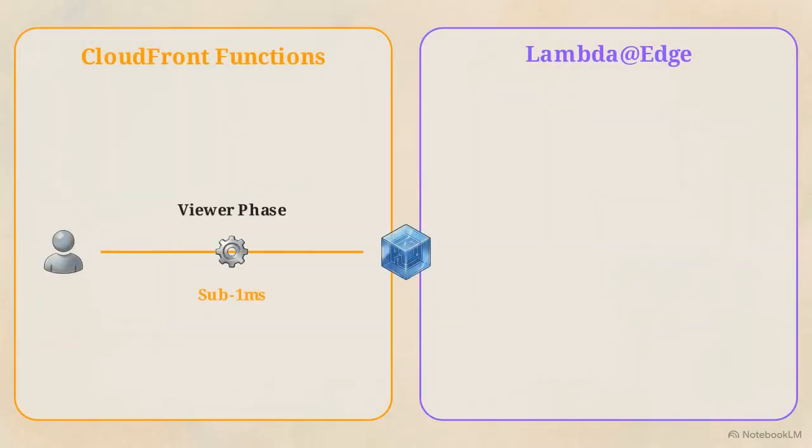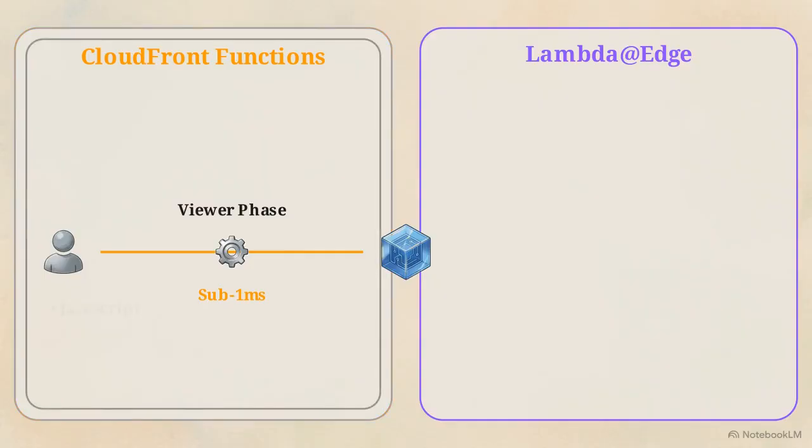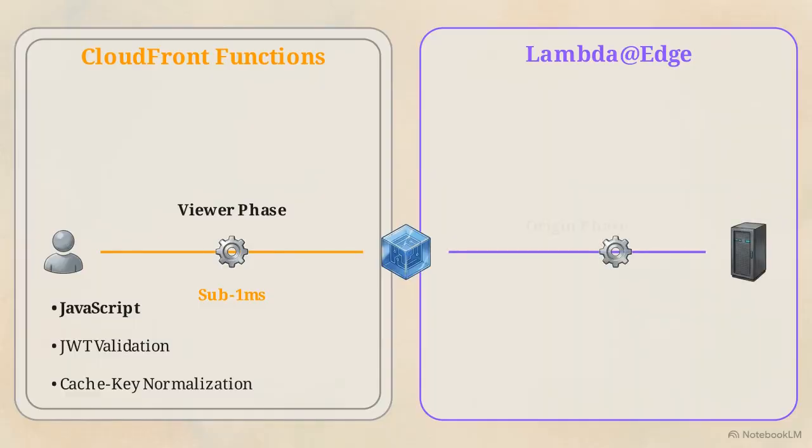This table shows where each tool excels. CloudFront Functions run at the viewer phase in under a millisecond. They are highly constrained, strictly executing JavaScript for lightweight tasks like JSON Web Token validation or rapid cache key normalization.